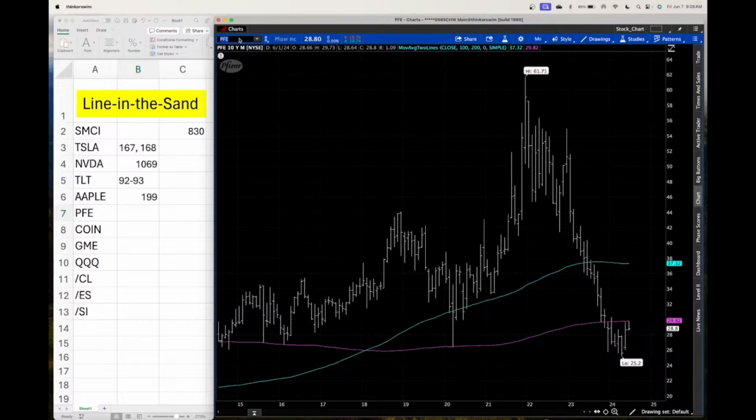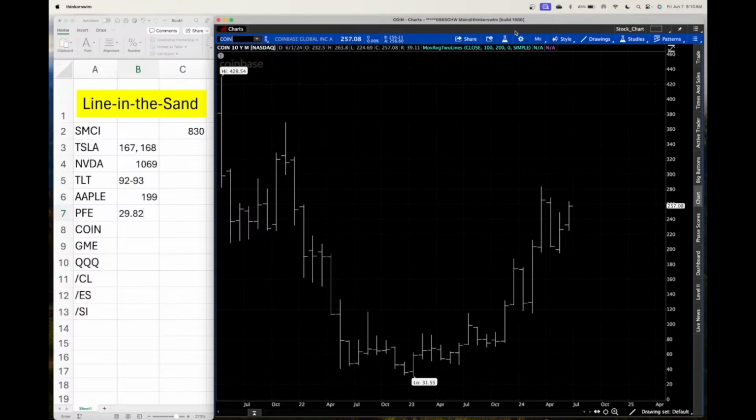Pfizer, look at that. Again, 10 years, 200 period moving average. Stocks do not like to stay around big numbers. Notice, it gets here, it gets away. 29.82. Once Pfizer gets above that level, that is going to be a really, really strong stock. So look for Pfizer, 29.82.